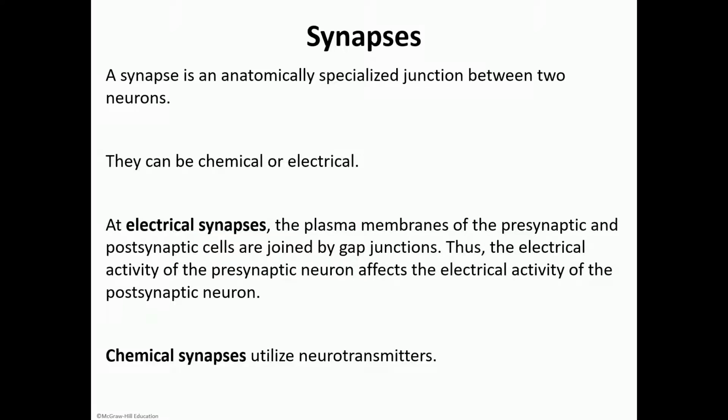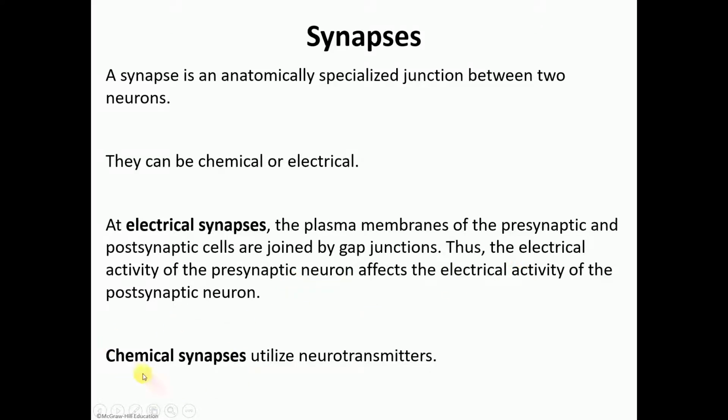And remember that gap junctions are where we've got tunnels in the cell membranes, and the cytoplasms are interconnected together. And we said that gap junctions are very common in the cardiac muscle fibers, so that the heart can contract as one unit. So your electrical activity can go from the presynaptic neuron straight into the postsynaptic neuron.